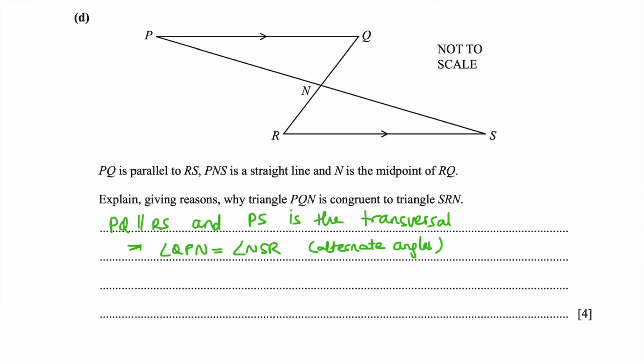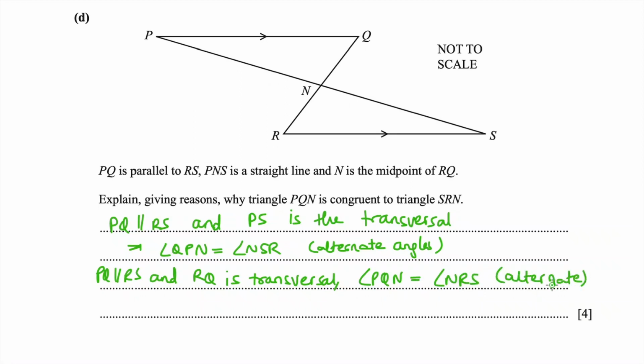Again, PQ is parallel to RS and RQ is the transversal. So in this case, angle PQN is equal to angle NRS. Again, they are alternate. And what else do we know? Angle RNS is equal to angle PNQ because they are vertically opposite angles. So all the three angles are equal.